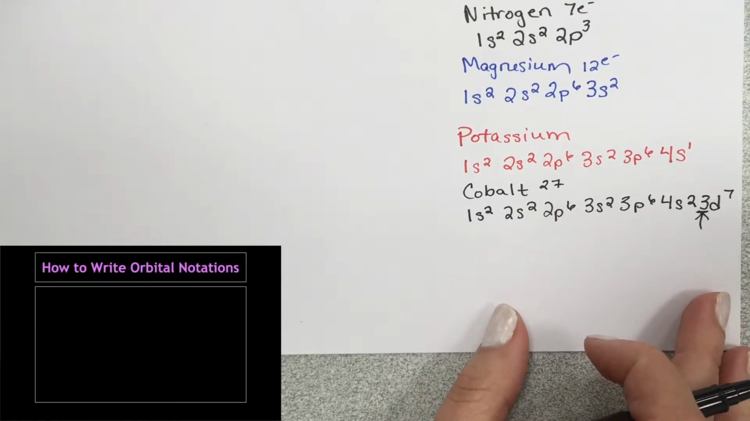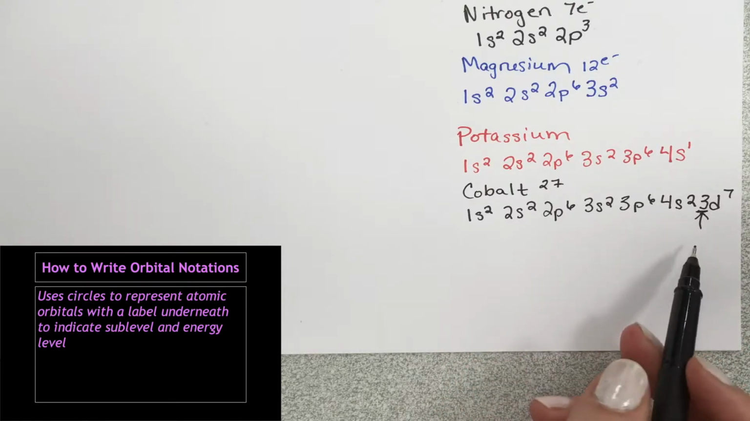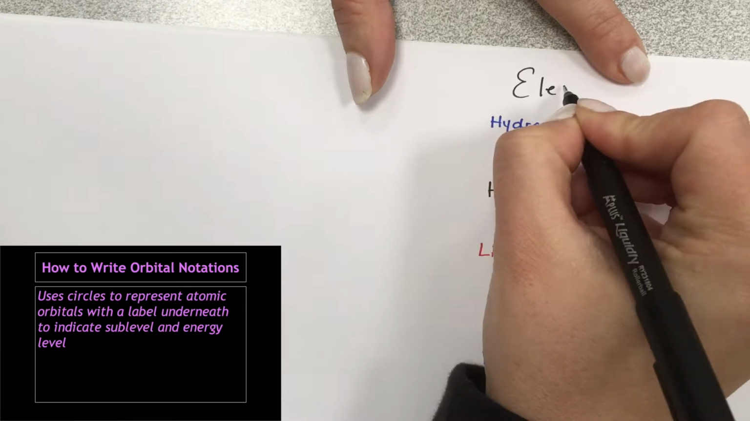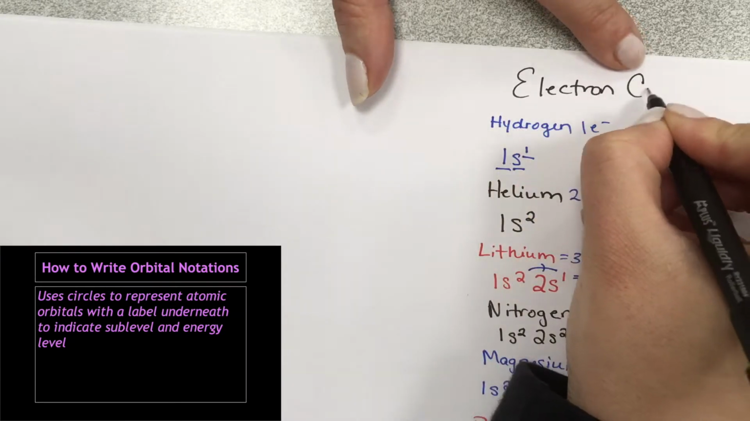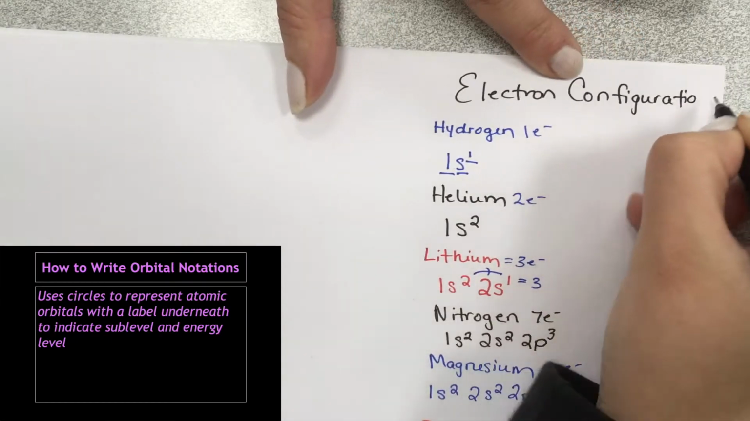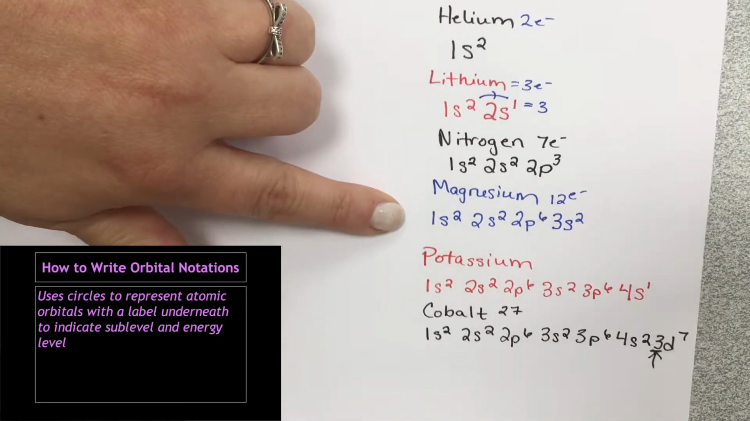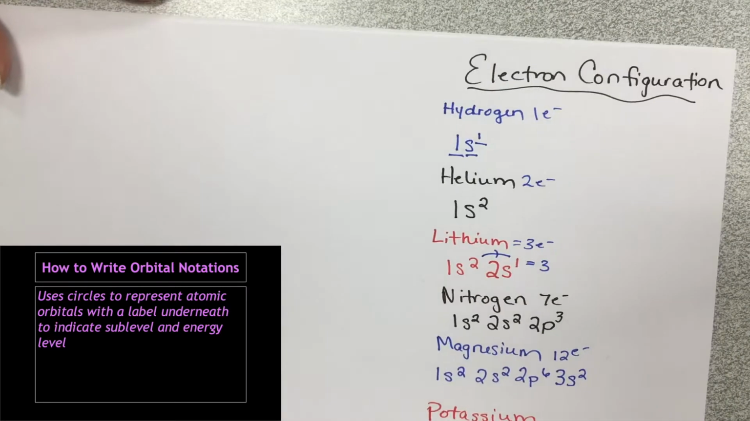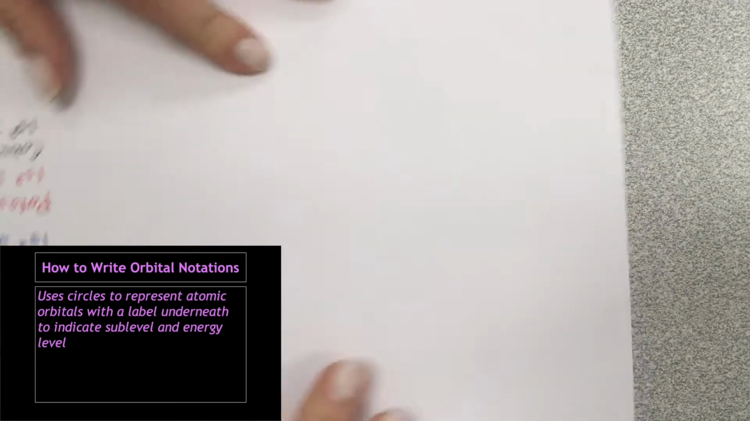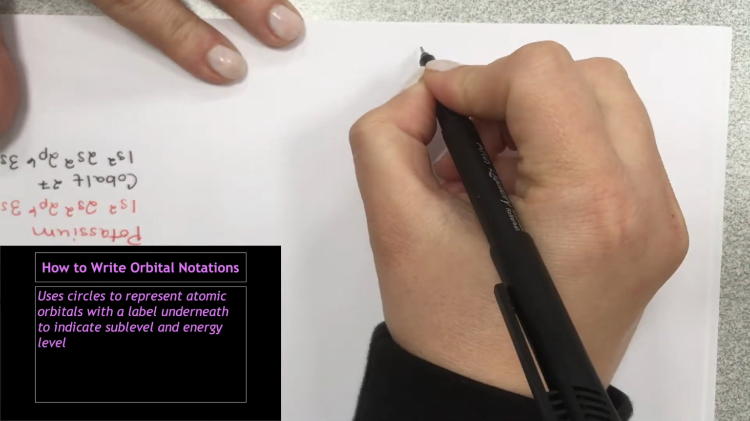All right, orbital notation. Basically we're doing the same thing. All of this that we did is called electron configuration. Now we're going to move on to orbital notations. I'm just going to flip it upside down. So now we're going to practice orbital notations.